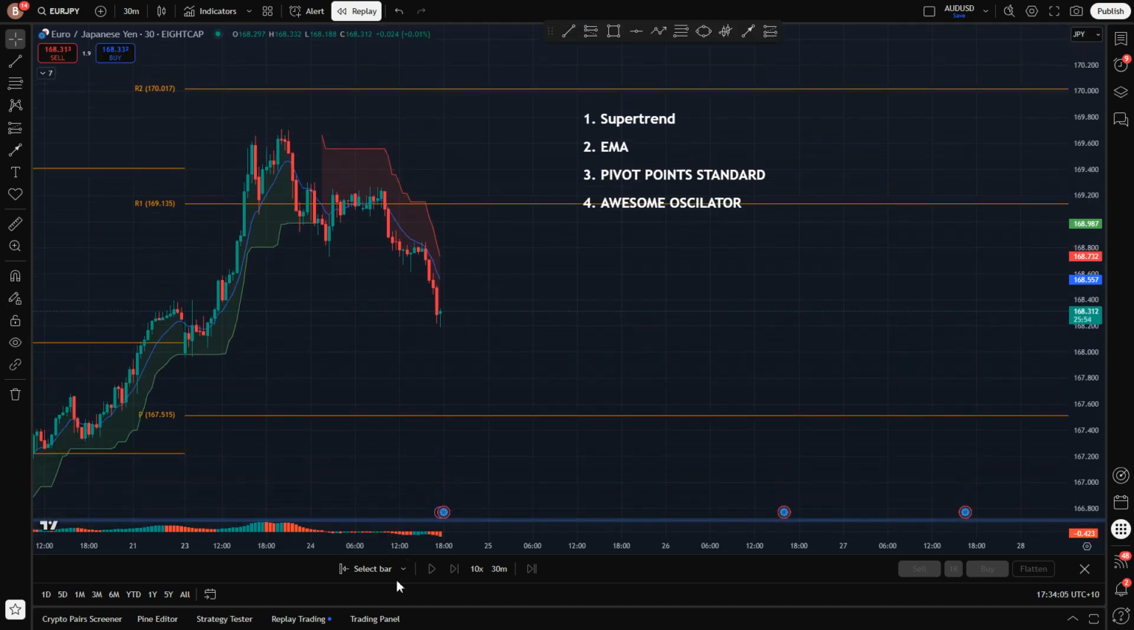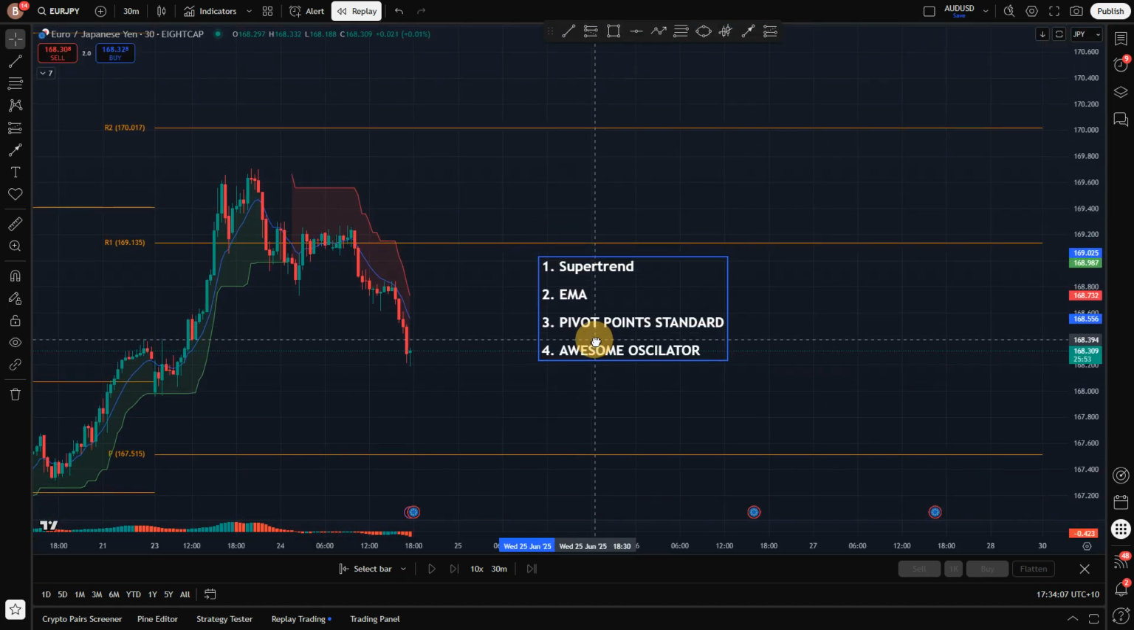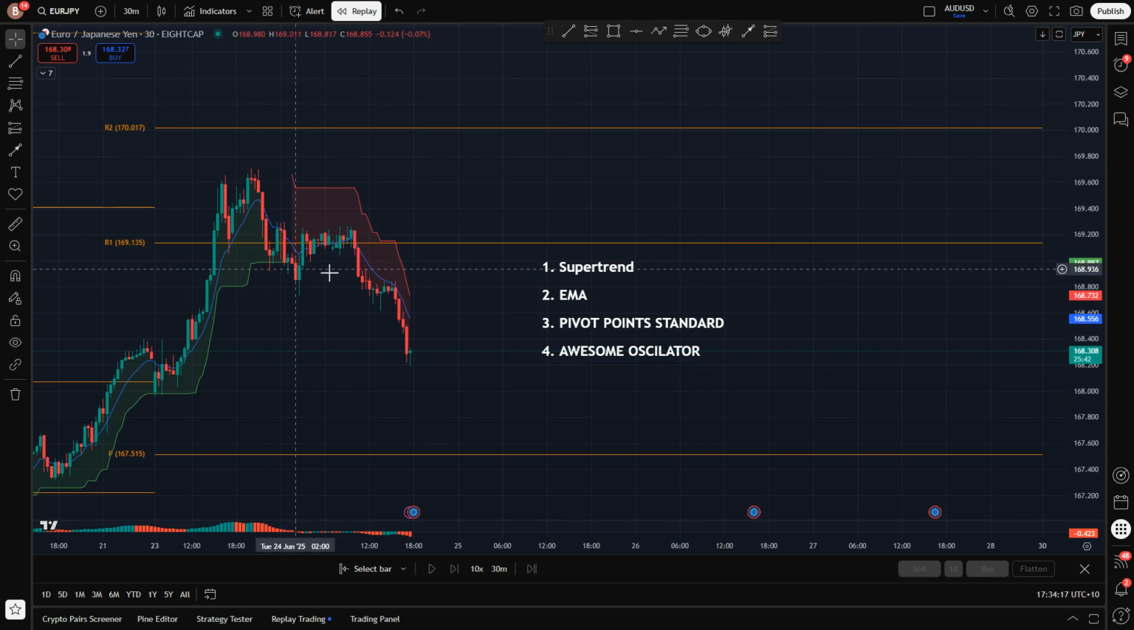That should make sense. So just to reiterate this, Supertrend tells you the trend. EMA is going to be useful for reversals and staying in trades. Pivot point standards are good for entries because they're reactivity zones. They're showing you where they are. And the awesome oscillator shows you the momentum of the markets, right?